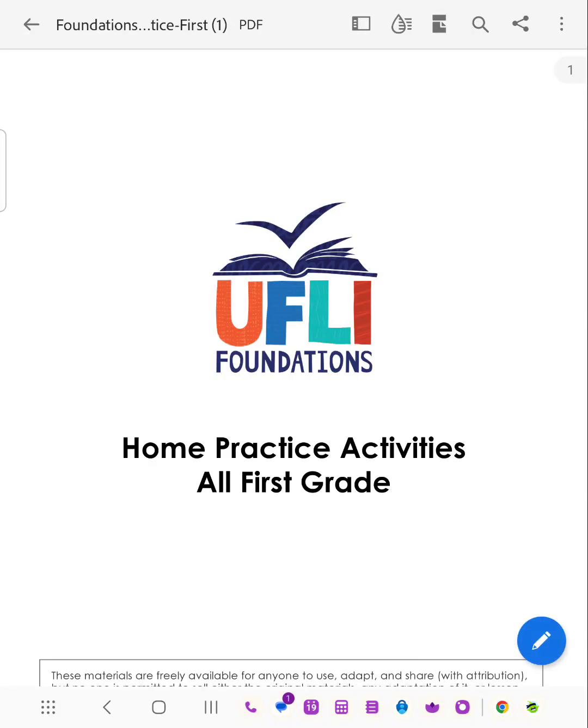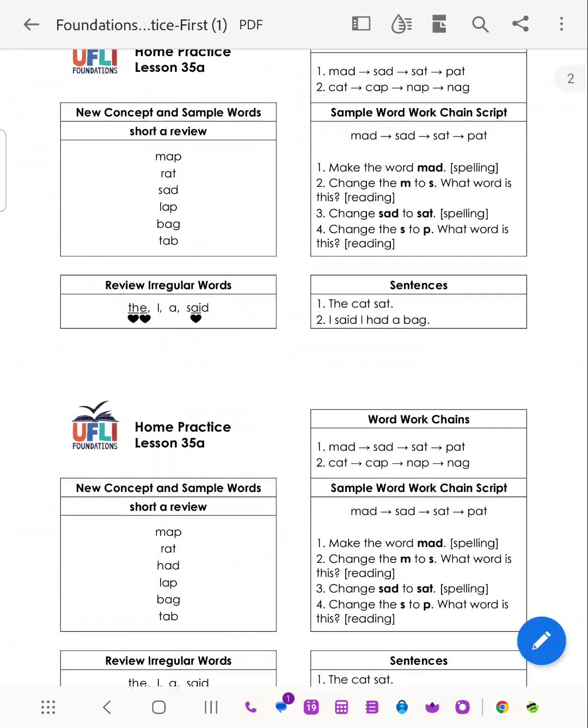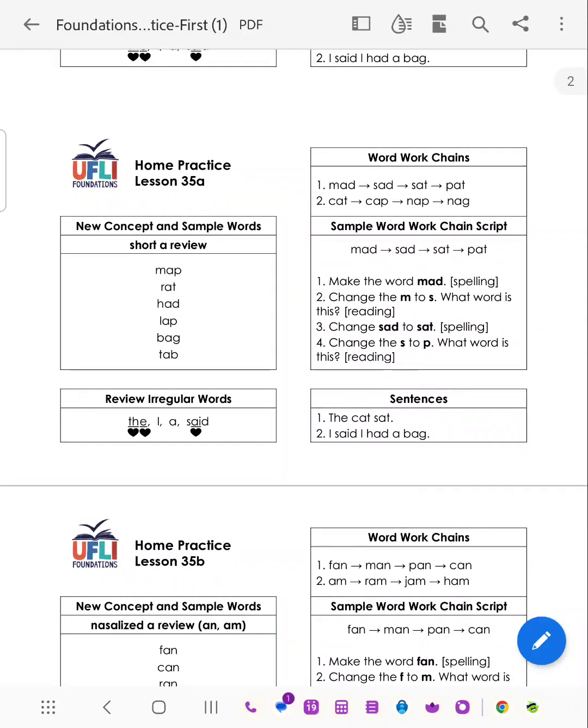I digress and move on. So this is what you're getting at home. Okay? So this is lesson 35A there. These are the words that they're working. These are our word work chains. These are sample words. These are sentences that they need to practice seeing, saying, and writing.